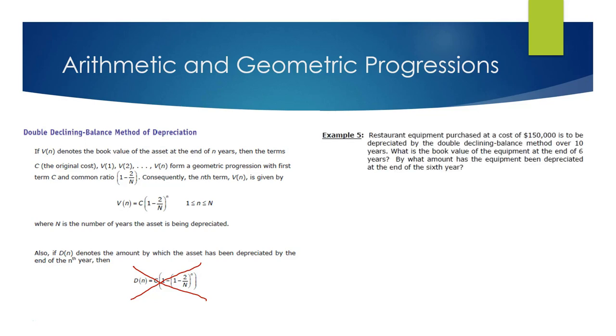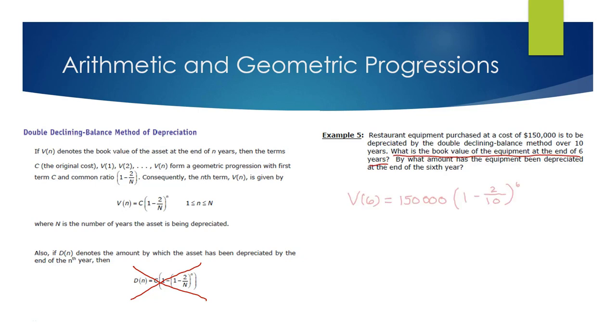And so when I ask this question here: a restaurant's equipment is purchased at a cost of $150,000, and is to be depreciated by the double declining balance method over 10 years. What is the book value of the equipment at the end of 6 years? By what amount has the equipment been depreciated at the end of the 6th year? So there are two questions here.